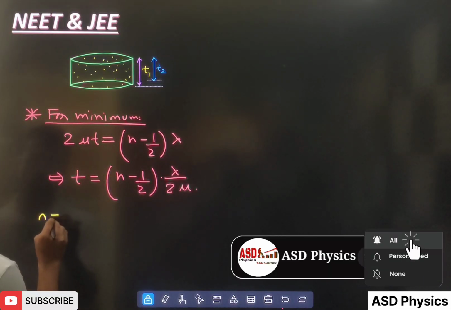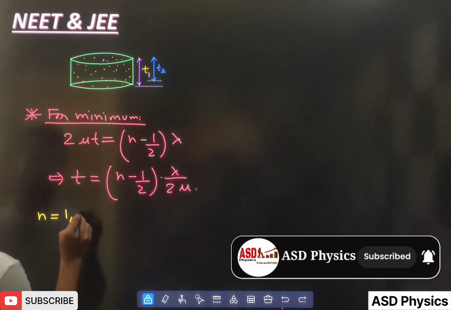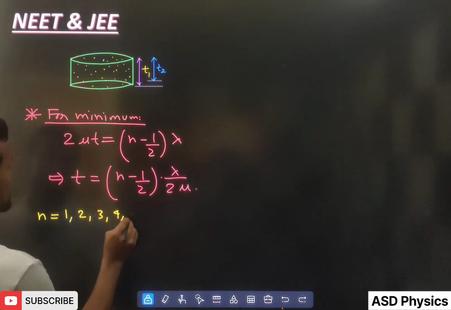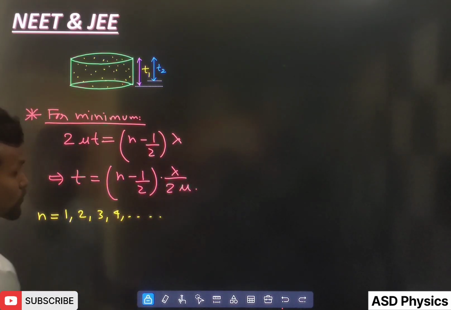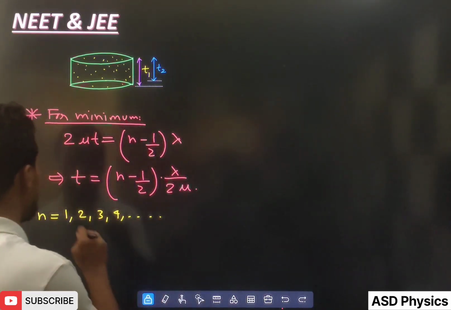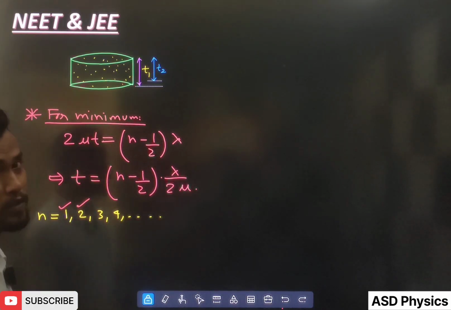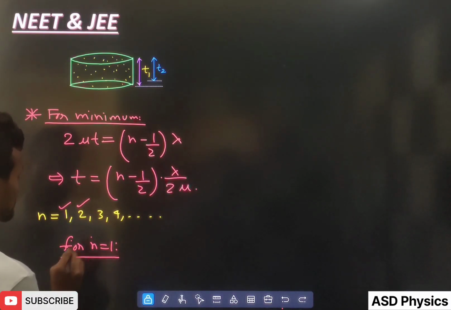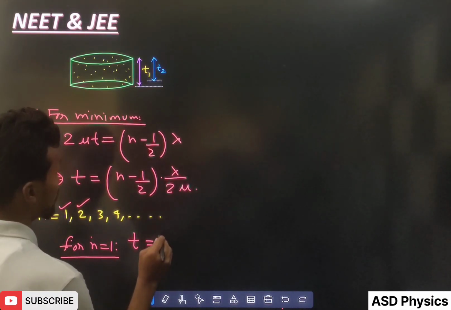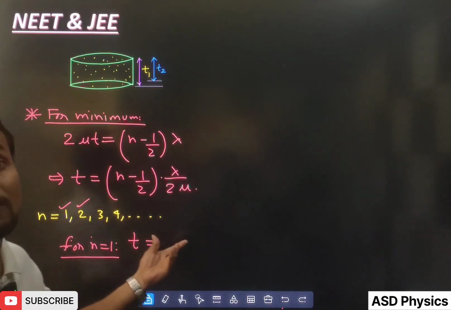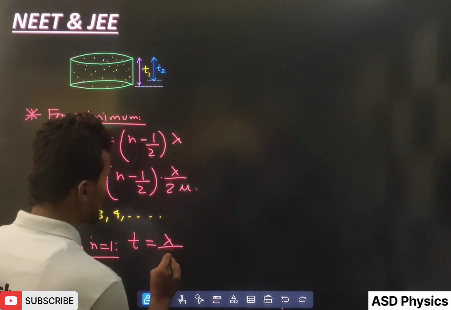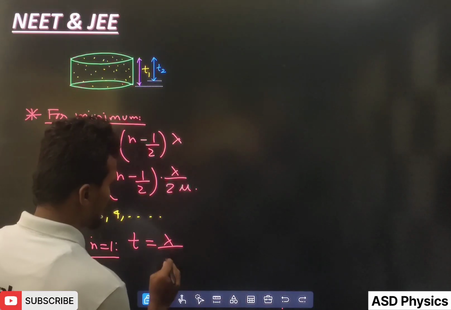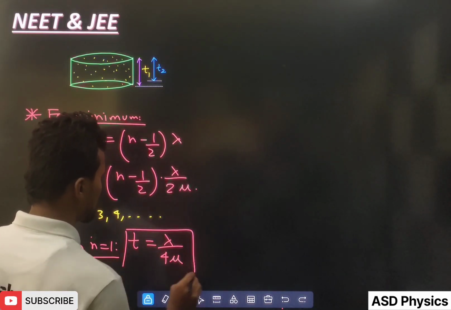Now I'm going to put the values. I can put n equal to 1, 2, 3, 4 like this. But what we have to get is minimum to minimum, that means I'm going to put first 1 and then 2. So when I put n equal to 1, t equals 1 minus half, which is half, so this becomes lambda by 4 mu. T is lambda by 4 mu.